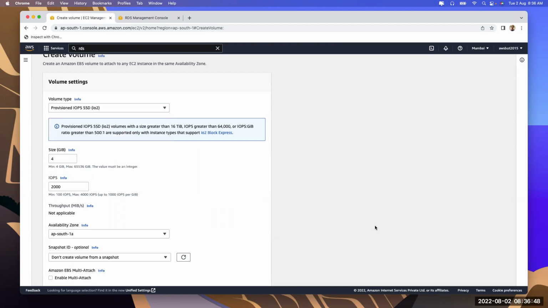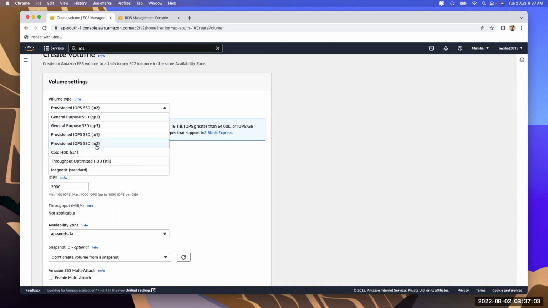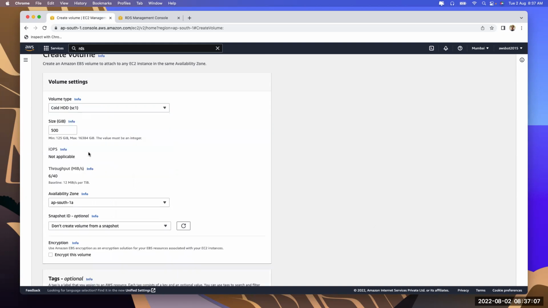But there are certain cases in which I will need streaming data. Netflix, YouTube, video processing, all these things, I will need a consistent stream of data to be flowing through my servers. In that case, GP2, IO1, IO2 are not a good approach. Rather, cold HDD or hard disk.